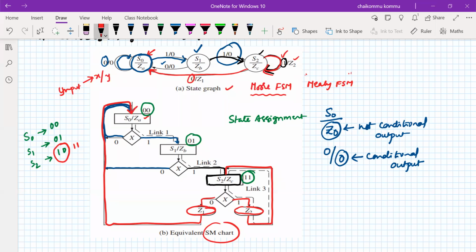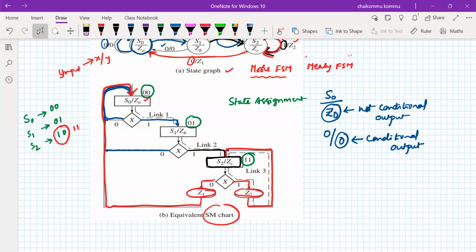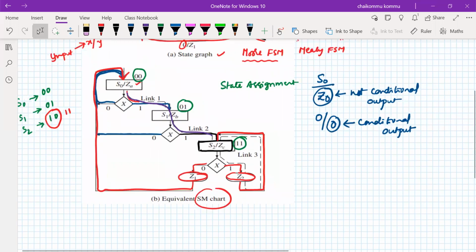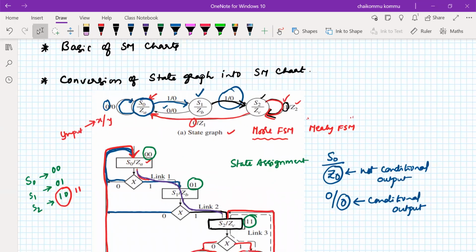But conventionally we use 00, 01, 10, though a one-bit change between states is the most suitable method. For the sake of simplicity I'm telling you that. Another thing we can observe is links. This is one link. This link concept we will see later on. It's not advisable to talk about it here. So the point here is the conversion of the state graph into an SM chart. That's what we have learned so far.